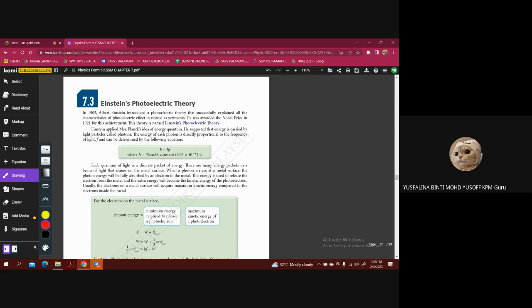Good luck. Okay, so Einstein's photoelectric theory. This is actually why he got the Nobel Prize. Einstein applied Max Planck's idea of energy quanta, which means the energy is in the form of packets. We call it a photon. He suggested that energy is carried by light particles called photons, and the energy of each photon is directly proportional to the frequency of light and can be determined by the following equation, which we learned just before: E equals hf.